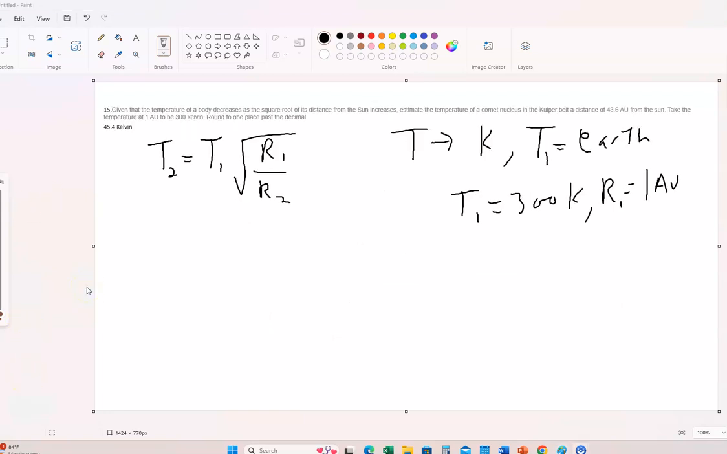All right, so here's number 15. It says, given the temperature of a body decreases as the square root of the distance from the sun, as the distance increases from the sun, estimate the temperature of a comet nucleus in the Kuiper belt. Remember, that's beyond the orbit of Neptune, at a distance of 43.6 astronomical units from the sun. Take the temperature at 1 AU, that's the distance that the Earth is from the sun, to be 300 Kelvin. We're going to round to one place past the decimal.